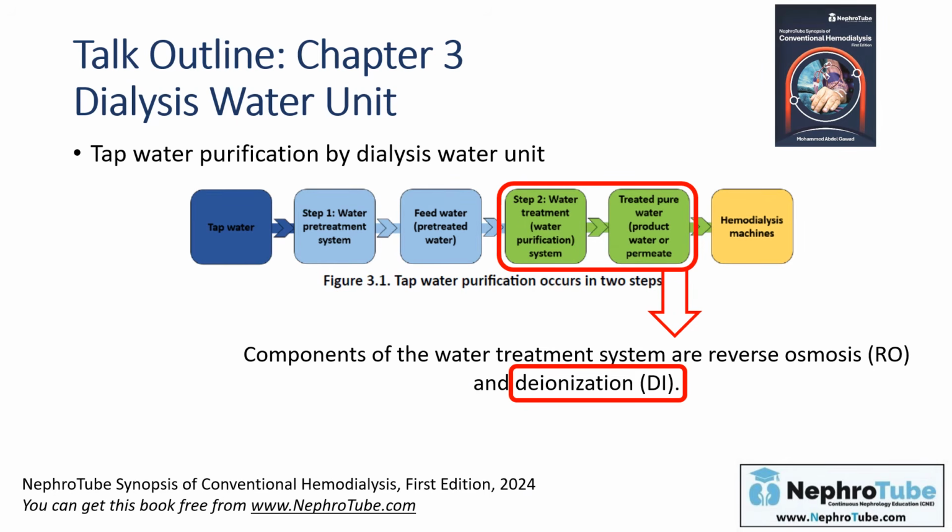The second step, or the second method to purify the dialysis water, is deionization. Again, as I mentioned before, deionization is seldom used as an alternative to RO, but it is more frequently used in combination. After the RO, we can use it.